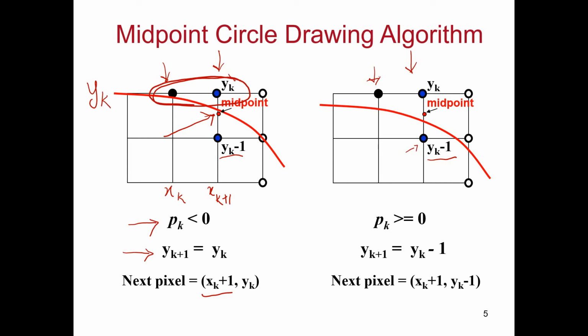Okay, now let's see another example. When pk is greater than or equal to 0, that means this line is closer to the yk minus 1 pixel. That means the next pixel you are going to choose is yk minus 1. Here we have yk. Now the next movement you are going to choose is you will go from here to here. That means yk minus 1. And similarly on the x-axis, xk will be incremented to xk plus 1. Alright.